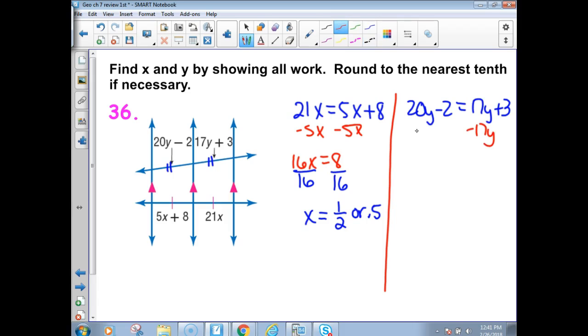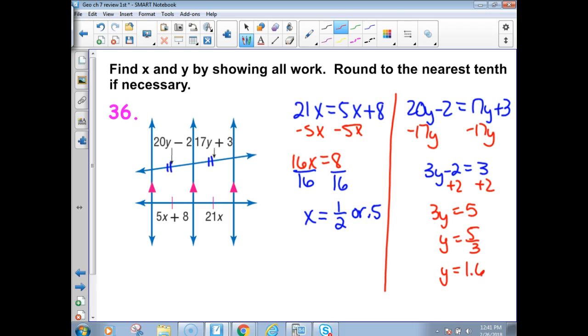Subtract 17y from both sides to solve the other equation. That will leave us with 3y minus 2 is 3. We'll add 2 to both sides. And then we'll have 3 times y is 5, and then we'll divide by 3 and have 5/3, or if you wrote a decimal, that's going to be 1.6 repeating, and to the nearest tenth, 1.7.